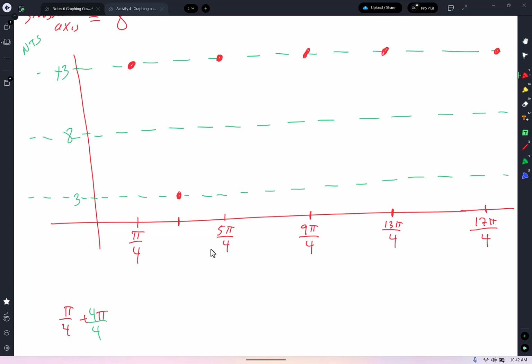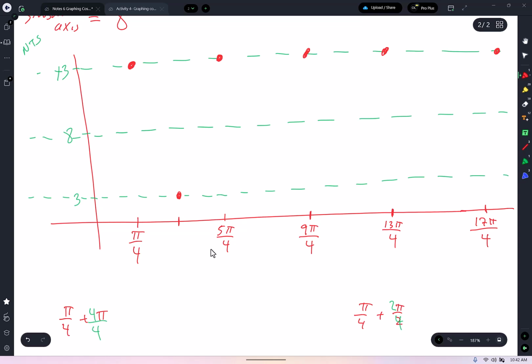I want to know where that is. Okay. Go pi over 4 plus, what's half a pi? Oh, I guess I just said it. Pi over 2, that's half a pi. Get a common denominator, times 2 over 2, so 2 pi over 4. Do you guys see how we're doing it?